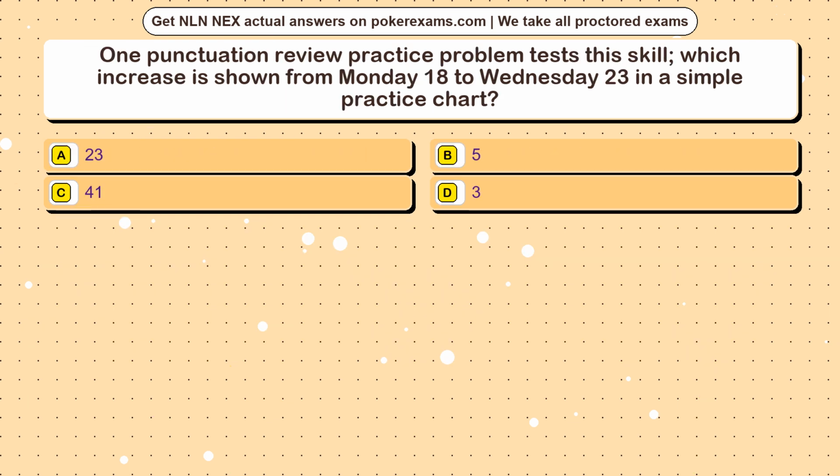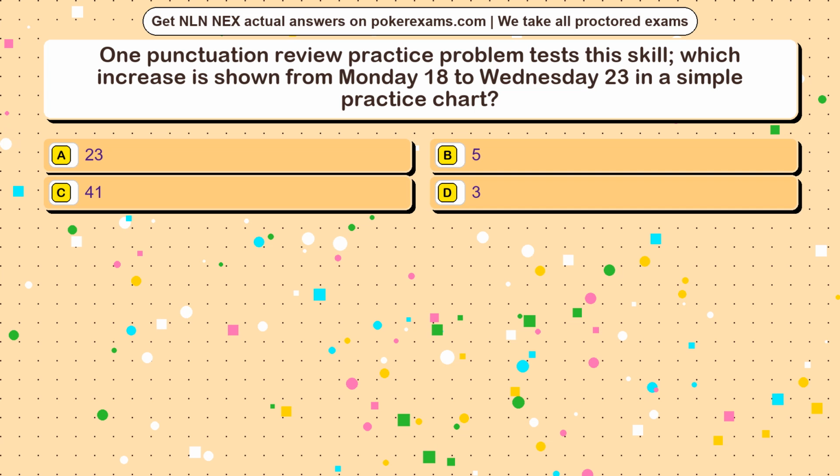Question 11. One punctuation review practice problem tests this skill. Which increase is shown from Monday 18 to Wednesday 23 in a simple practice chart? Option A 23. Option B 5. Option C 41. Option D 3.